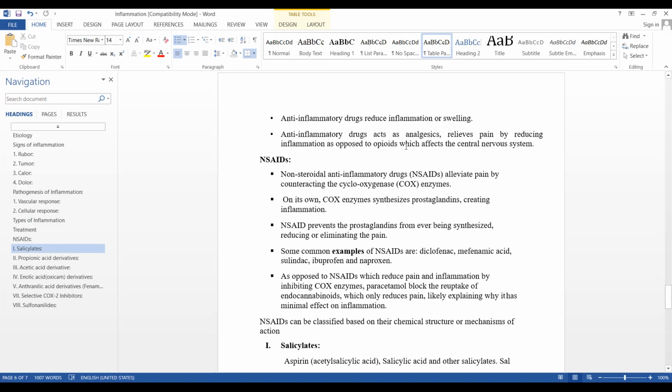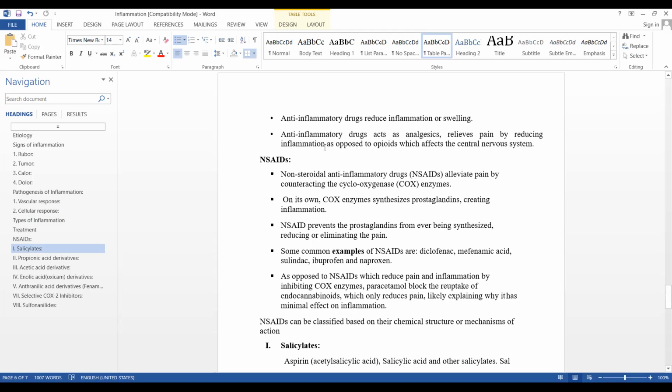Opiates act directly on the CNS, and they relieve the pain centrally. Morphine is the best example. We will study it in detail in pharmacology.